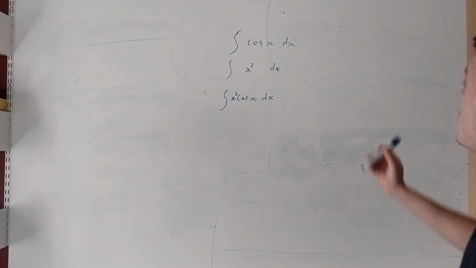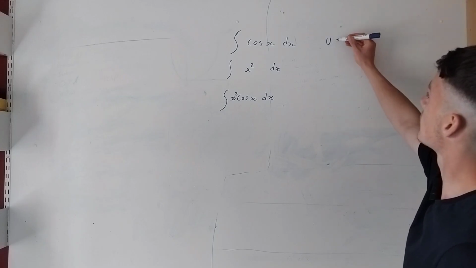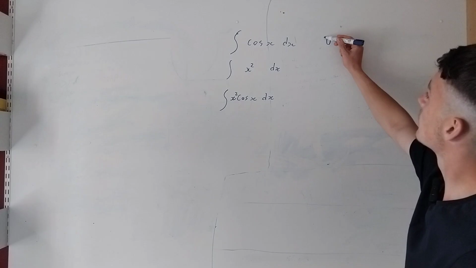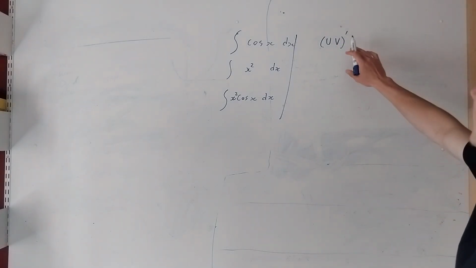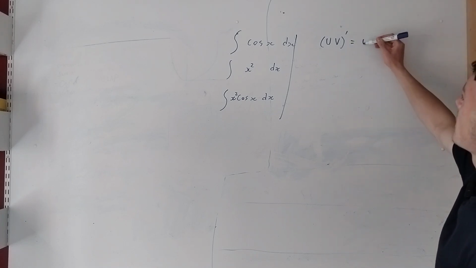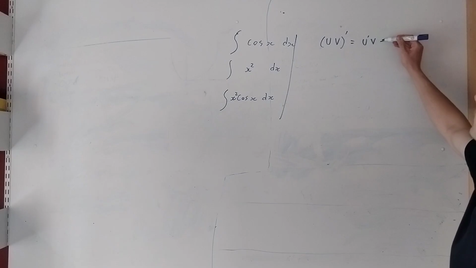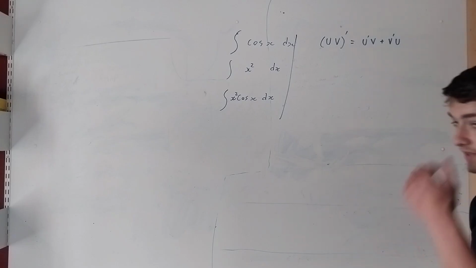The product rule says if we have two functions of x, u and v, and we derive them, this is the same as deriving u and timesing it by v and adding the derivative of v times by u. This is the product rule.